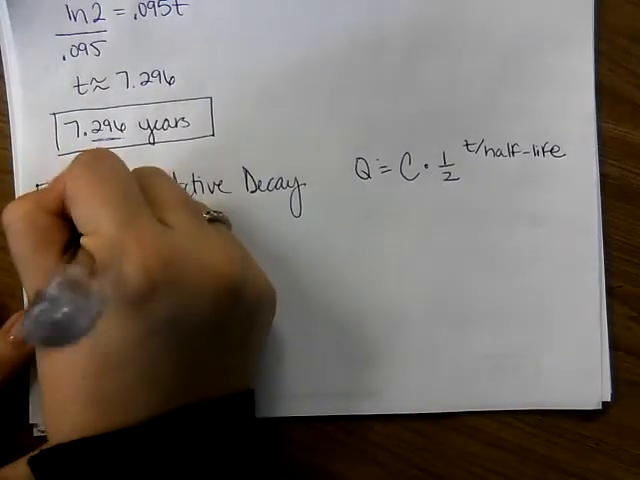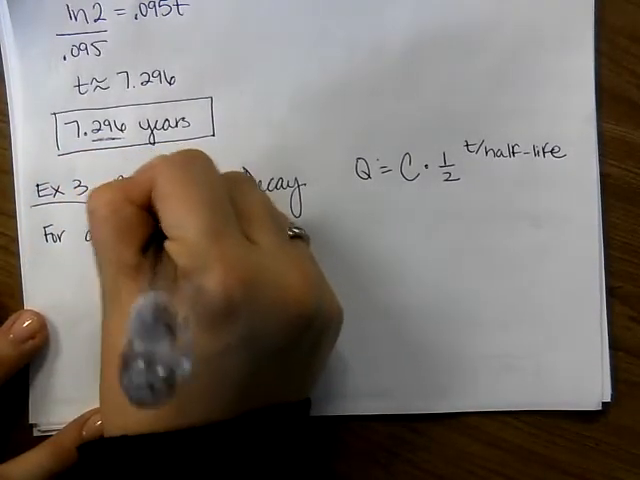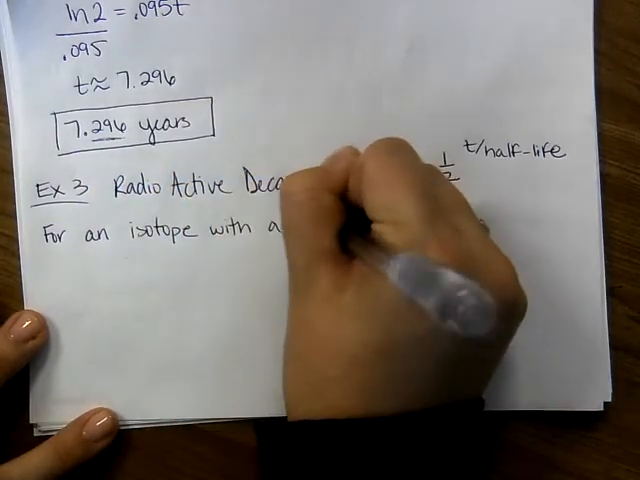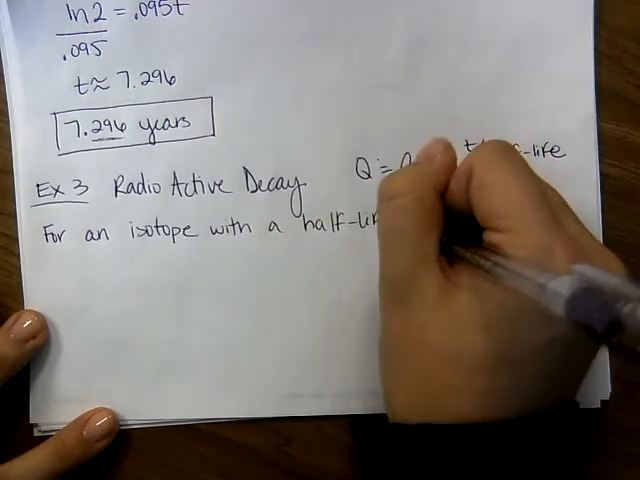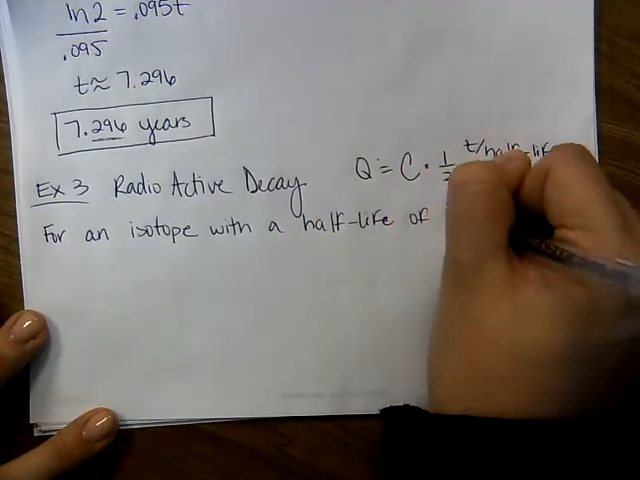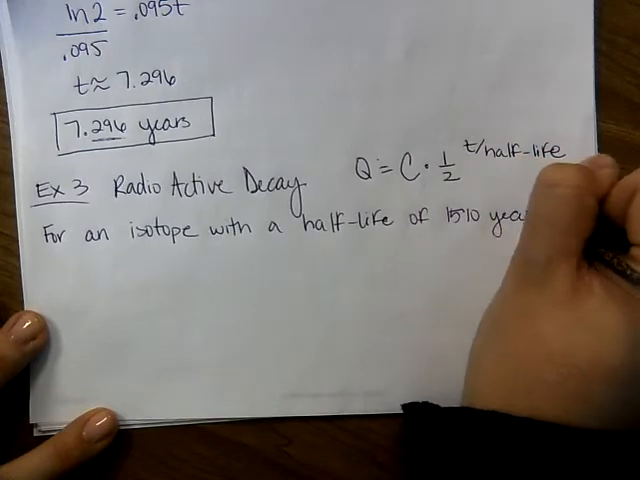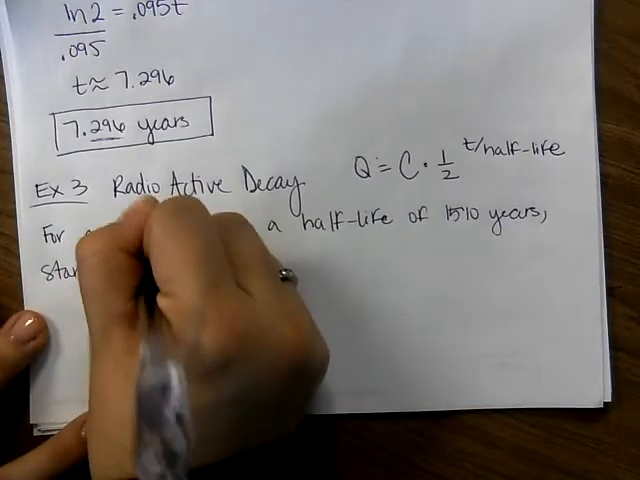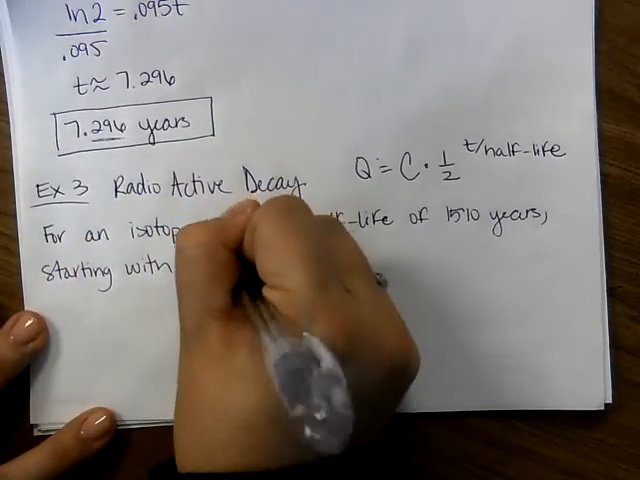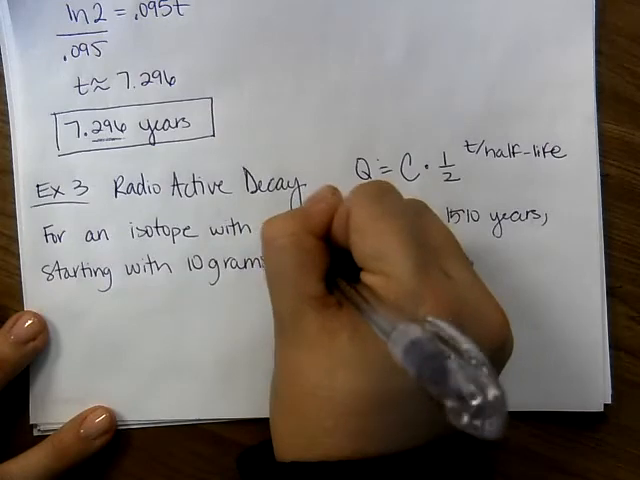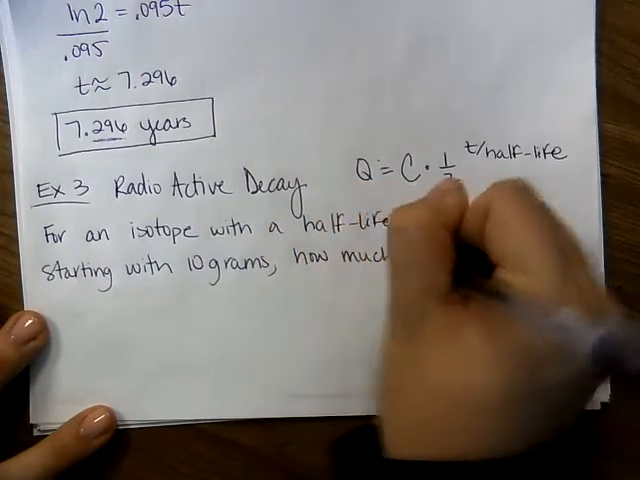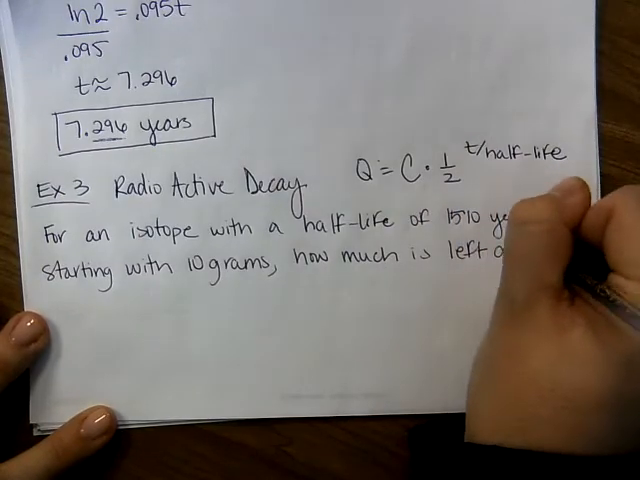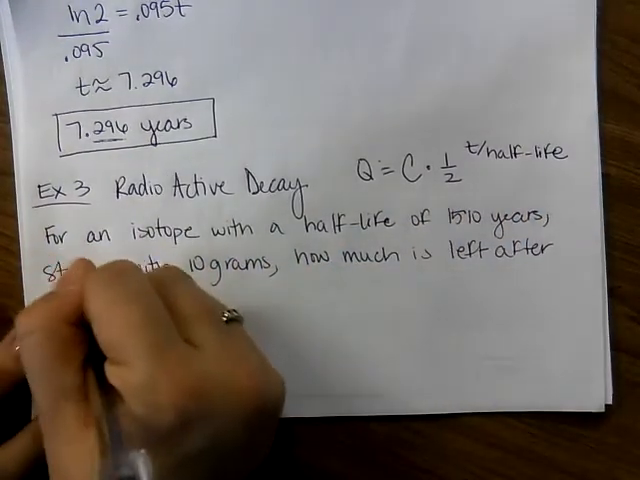So for an isotope with a half-life of 1,510 years, starting with 10 grams, how much is left after 1,000 years?